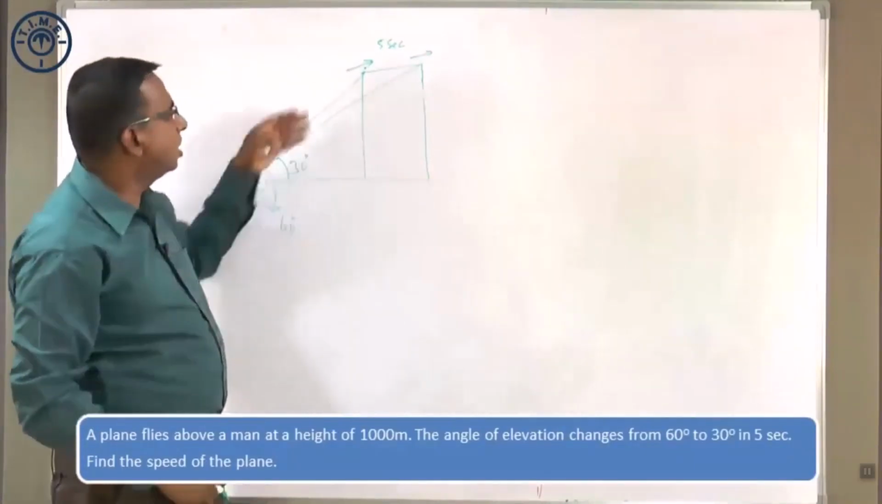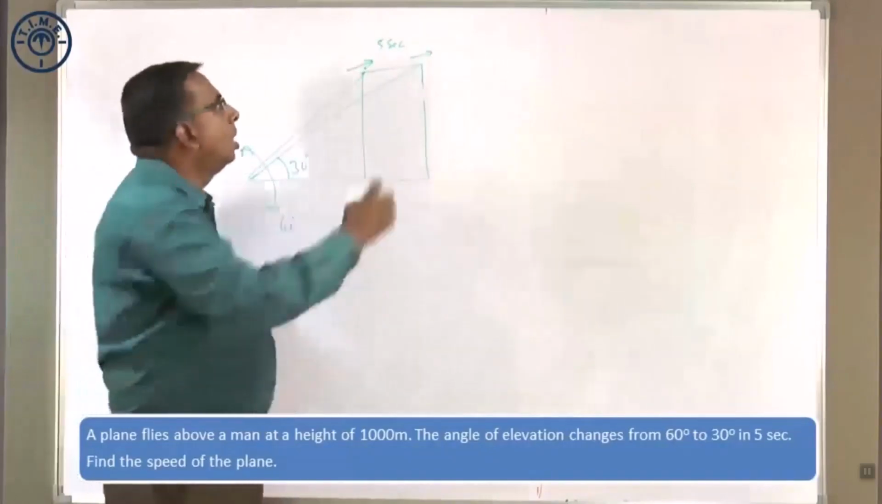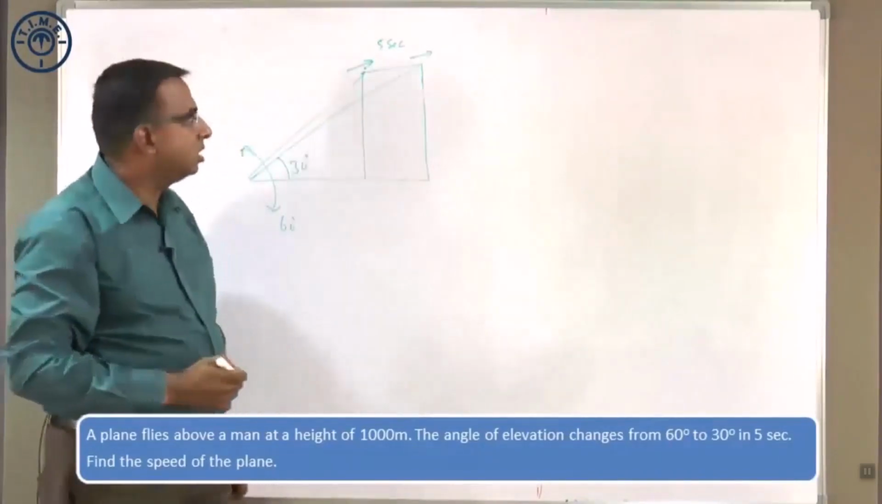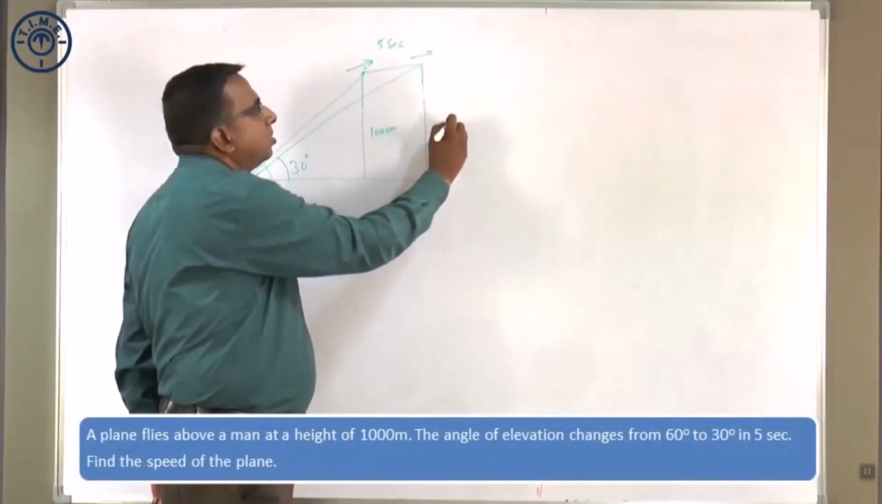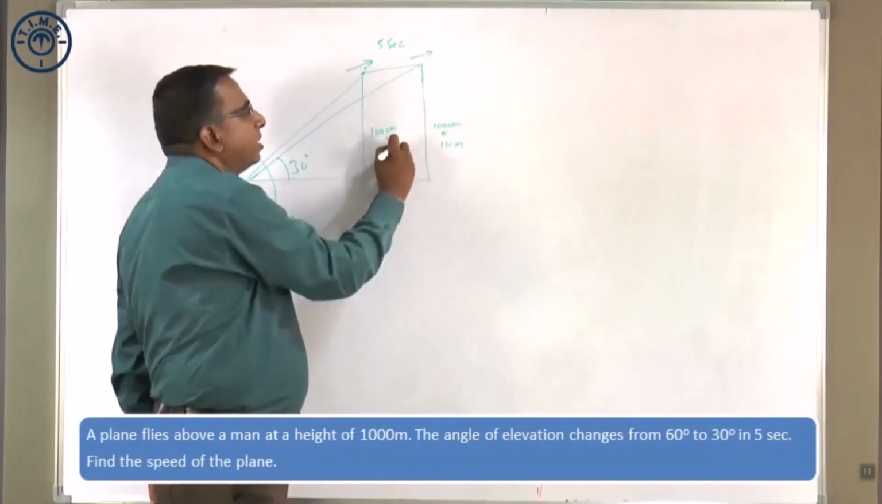From 60 degrees, it became 30 degrees. The plane has gone to the new position. This is the position, the angle of elevation is 30. This is 1000 meters, or you can write 1 kilometer, whichever it is.